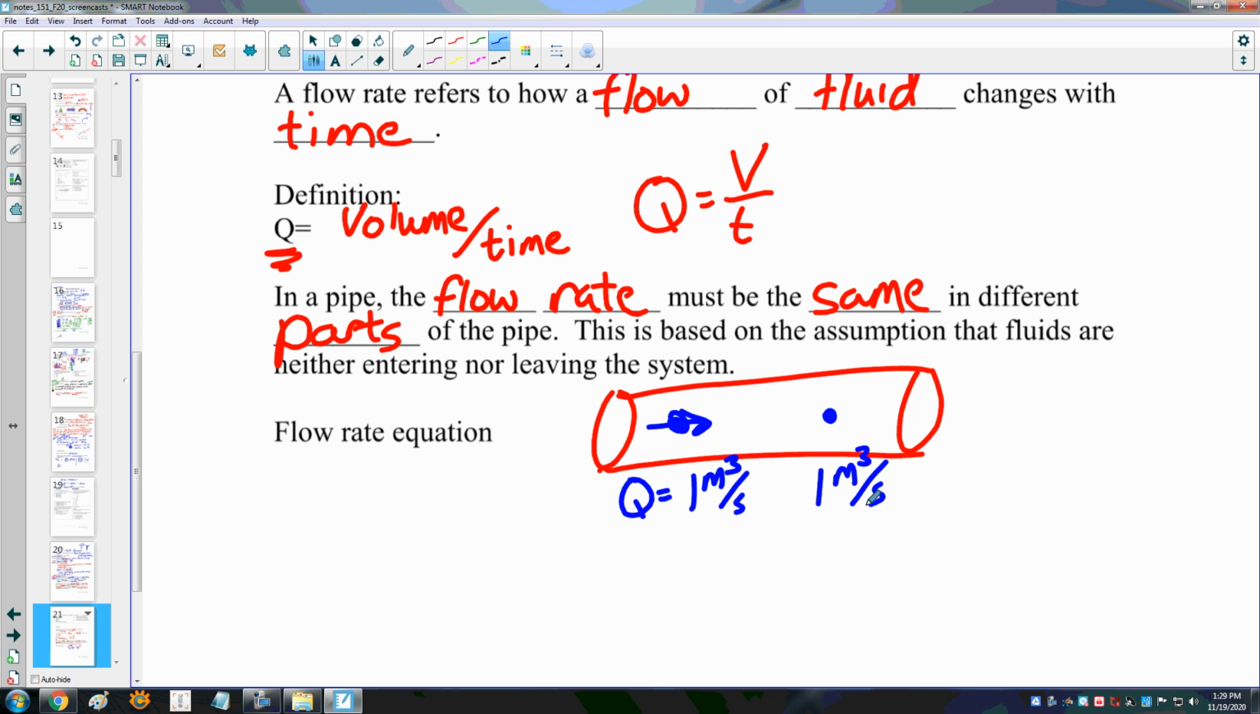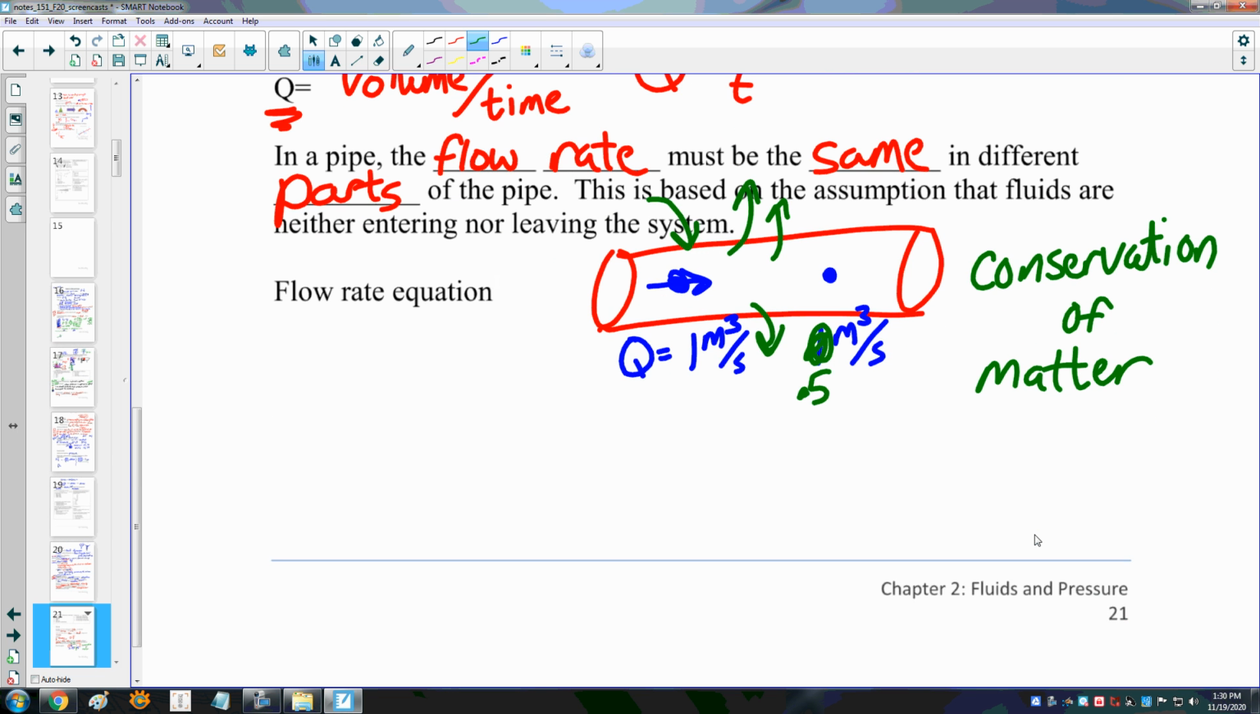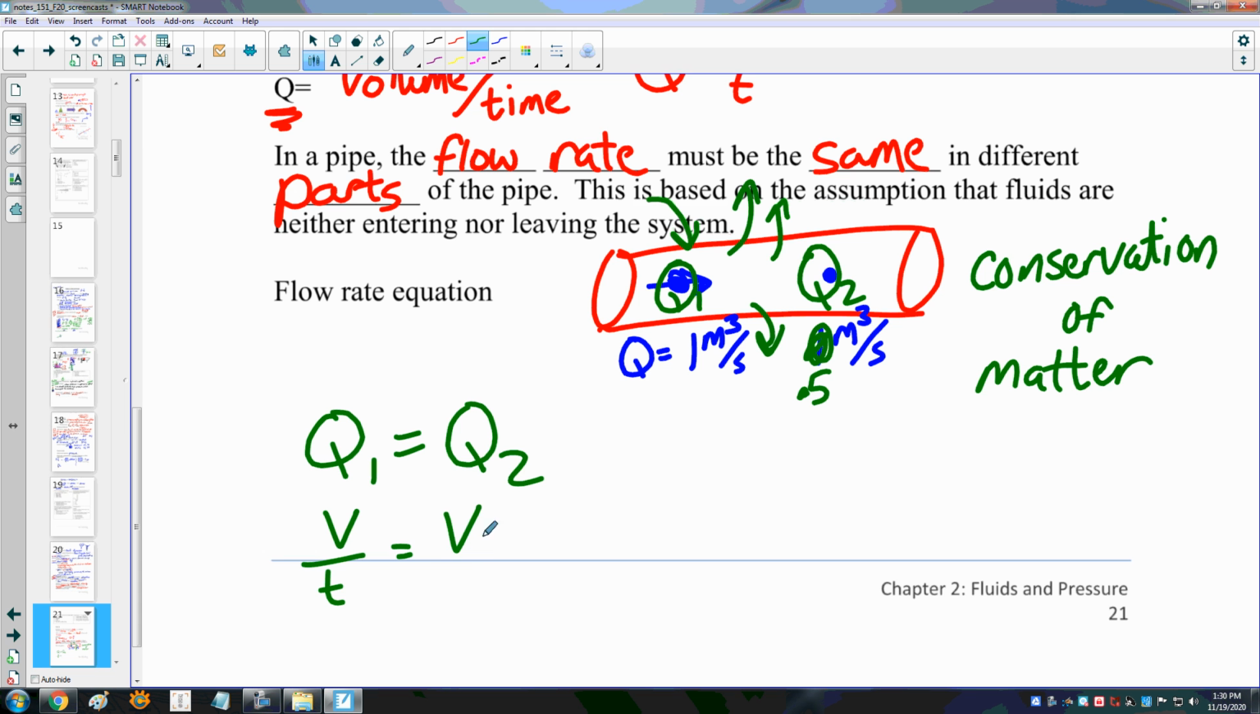And as I said, that assumes that I'm not getting any fluid going into the system or going out of the system. Because say, for example, I have 1 cubic meter per second here, but here I have a half a cubic meter per second. That would mean that somewhere along the way, I'm losing a half a cubic meter per second. This is based, by the way, on the conservation of matter in a general sense. That is, that matter cannot be destroyed or created. And we can express this in an equation by saying that Q1 has to equal Q2. So if my Q1 is here, this is my Q2. Those two have to be the same. This is going to be V divided by T equals V divided by T. I'm going to call this V1 and we'll call this V2.